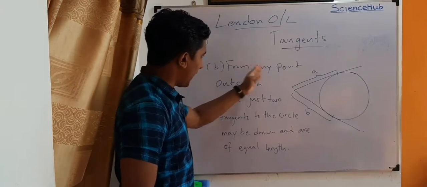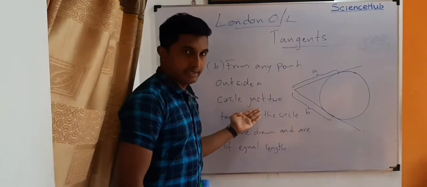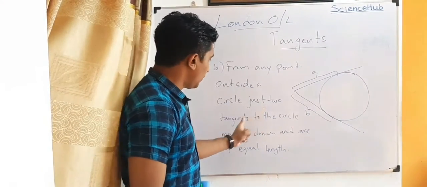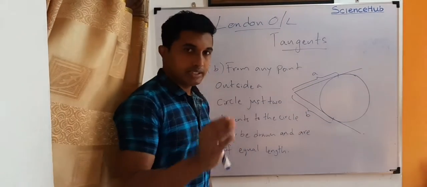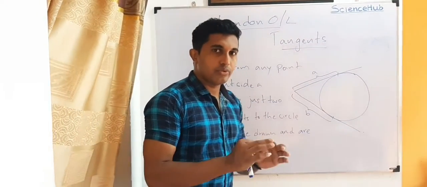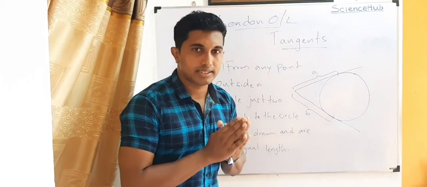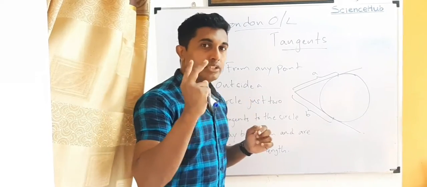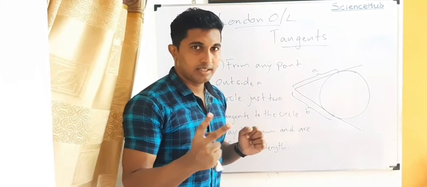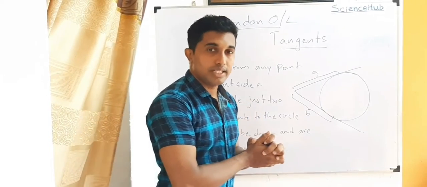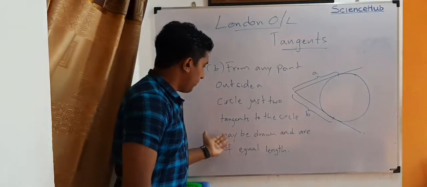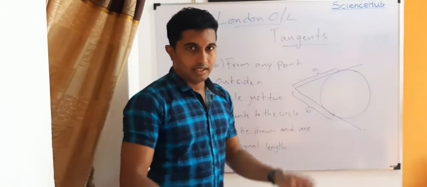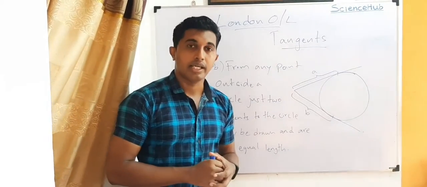From any point outside a circle, just two tangents to the circle may be drawn. You can draw only two tangents to the circle from the outside of the circle, and they are equal in length. The two tangents are equal in length.